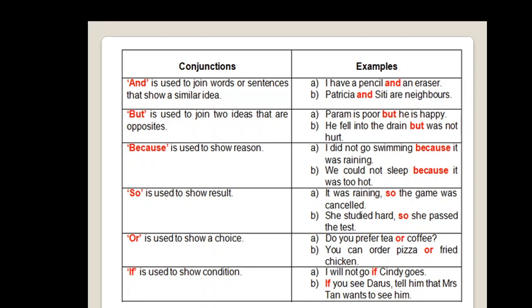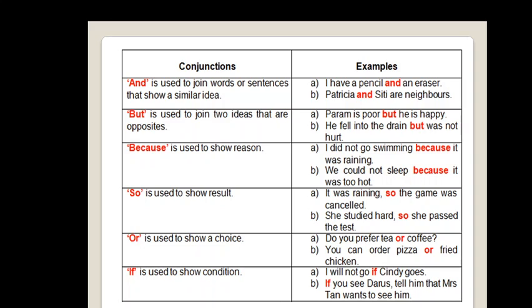Next conjunction is because. Because is used to show reason. Example, I did not go swimming because it was raining. We could not sleep because it was too hot.